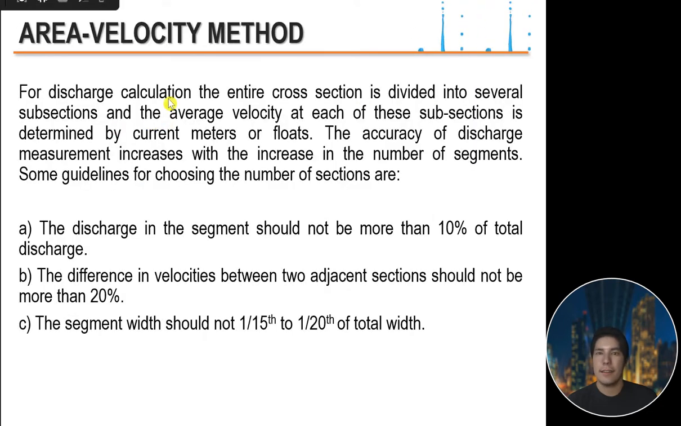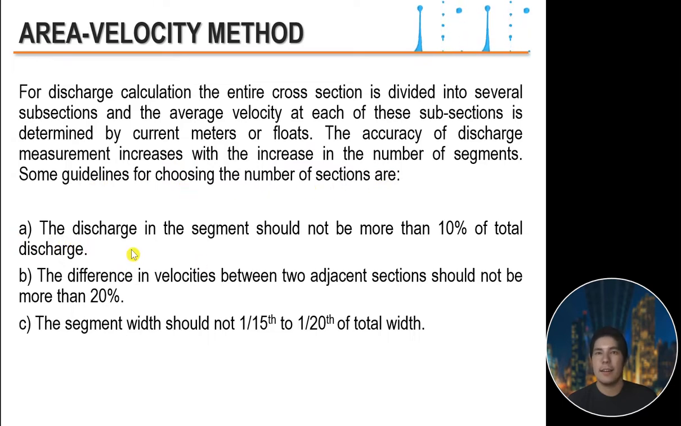So for the discharge calculation, the entire cross section is divided into several subsections, and the average velocity at each of these subsections is determined by current meter or float. No? So the accuracy of the discharge measurement increases with the increase in the number of segments. So some guidelines for choosing the number of sections are as follows.